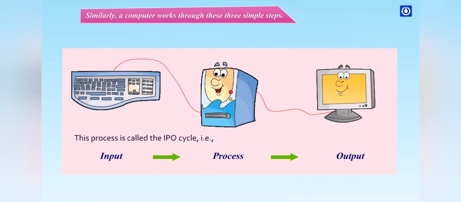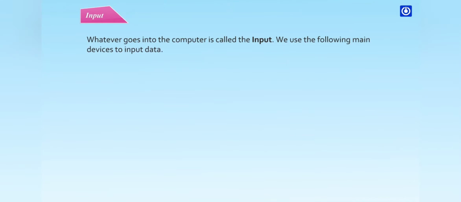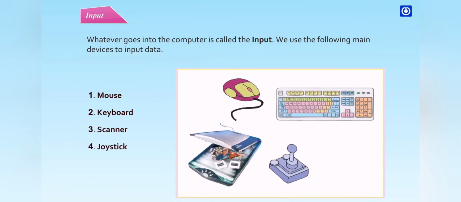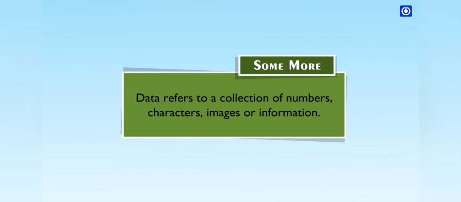Similarly, a computer works through these three simple steps. This process is called the IPO cycle, that is, input, process, output. Input. Whatever goes into the computer is called the input. We use the following main devices to input data: mouse, keyboard, scanner, joystick, microphone. Some more. Data refers to a collection of numbers, characters, images, or information.